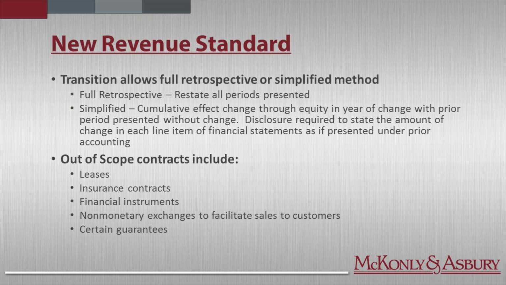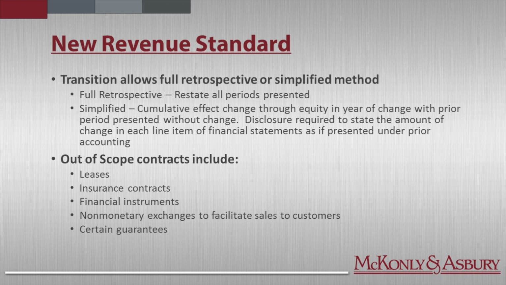There's actually a couple different approaches you can take under the new standard. You can take the full retrospective approach, and basically under that approach you're going to restate all prior periods. So you're going to have comparative statements, and both years are going to be under the new standard. That means you're going to go back and potentially redo your accounting for contracts that you already reported on, but that's the first option.